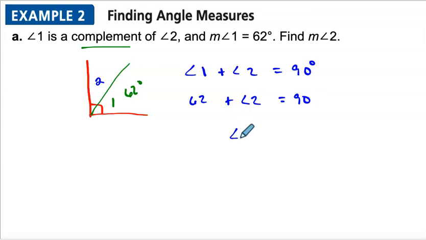And with a little subtraction here, subtract 62 from both sides, and I'll get angle 2 is equal to 28 degrees. Or just 90 minus 68, which will also give me 28 degrees. So complementary angles again, totaling 90 degrees here.